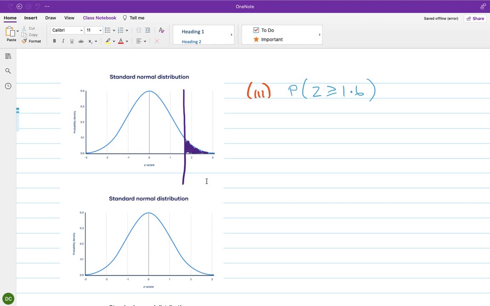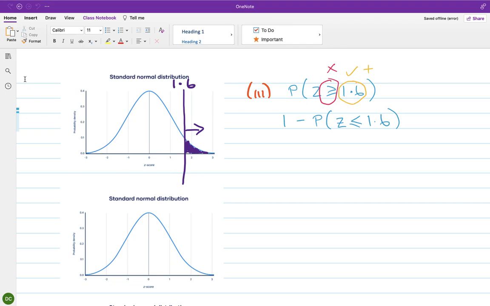So this is fine because it's positive, so we can look that up, but this is not fine because it's not a less than. So that purple line there represents 1.6, and I want to know the probability of being on the right hand side of it, as in greater than 1.6. But I can't look that up directly, so what I do is I get the entire shape, which is 1, minus the probability of being less than 1.6. Yeah?